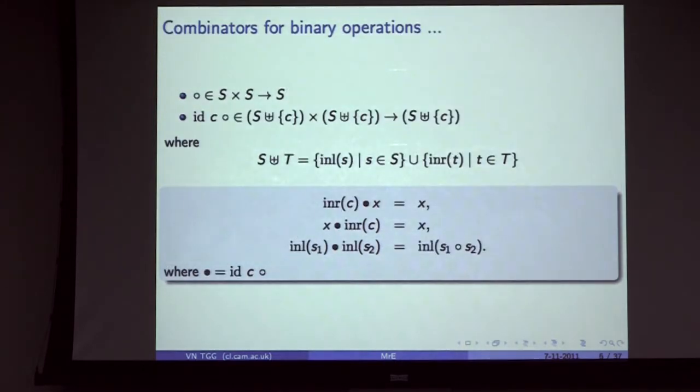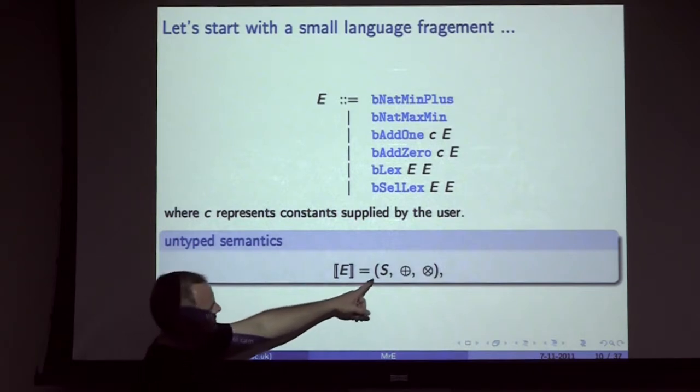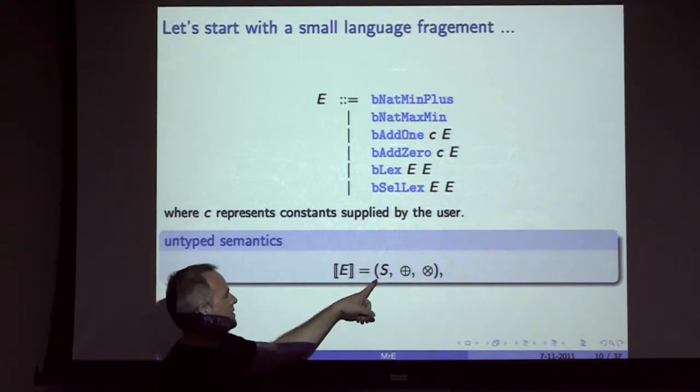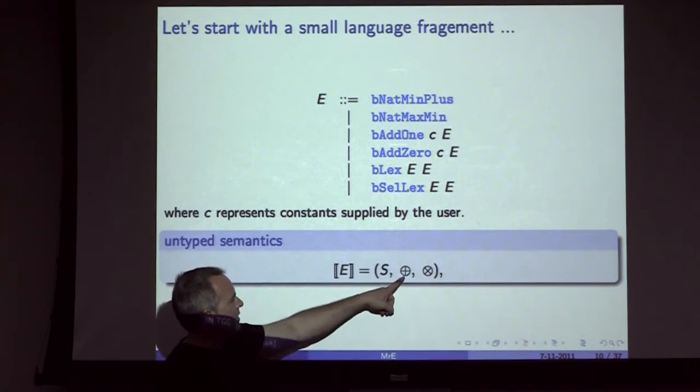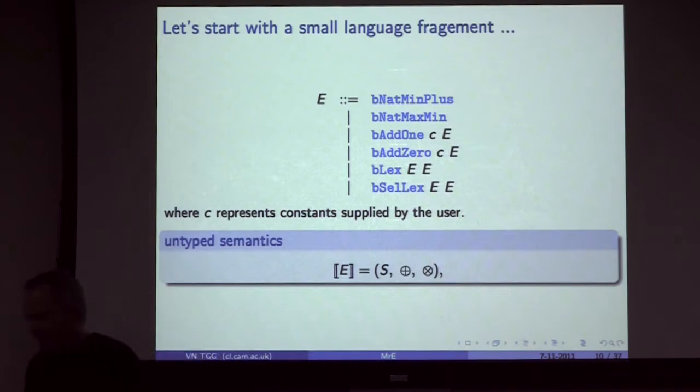Okay, so let me just give you an example of a language that I'm going to talk about. This is a really small subset of the language that we have, and it's just for structures of this signature: a set, a carrier set, and 2 binary operations on that set. I'm going to call these things bi-semigroups. So they're not quite semirings; they're really weak things.